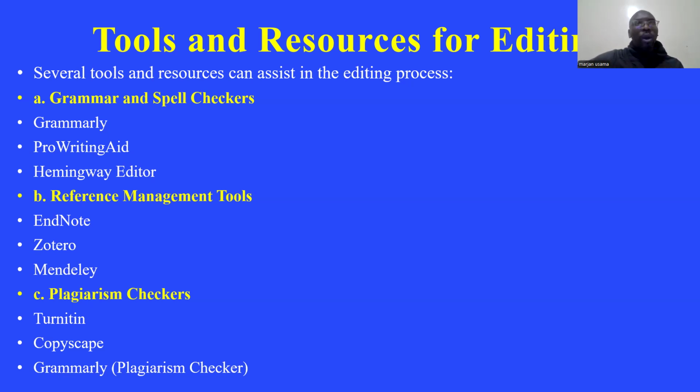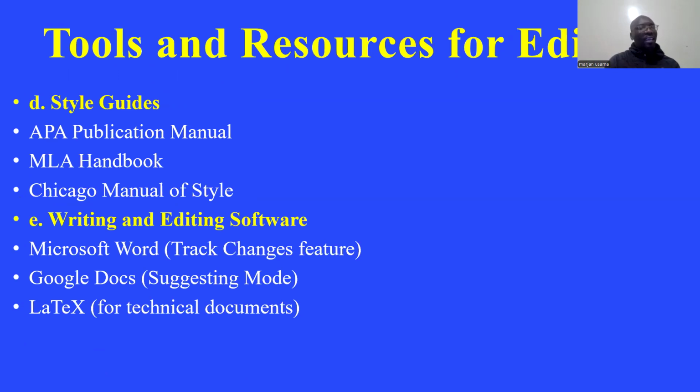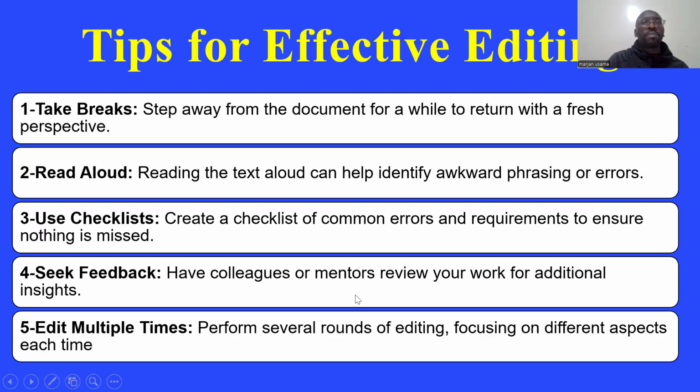So if you want to know if your work is original, you can ask somebody to generate the Turnitin report for you before you present your work. If you get a percentage that is 20 and below, it means your work is original. But the higher the percentage, it means there is no originality in your work. Then the style guides, you can look for style guides that can help you. Then there are many writing and editing software that can help you.